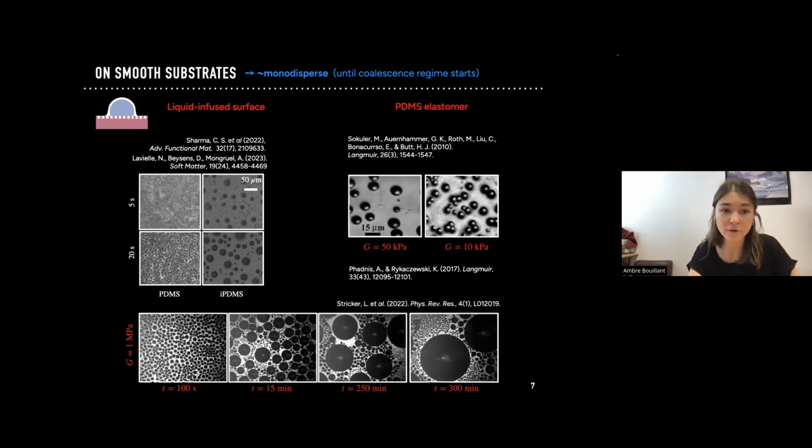Other people have looked at condensation on PDMS gel, and Sokuler et al. were the first to notice that condensation seems enhanced on soft substrates. Continuing on the dynamics, they were observing that on relatively stiff PDMS, you could observe a bimodal distribution of droplets. My motivation was to characterize in detail the dew formation on soft PDMS, ranging from very, very soft, almost liquid-like, to very stiff PDMS.